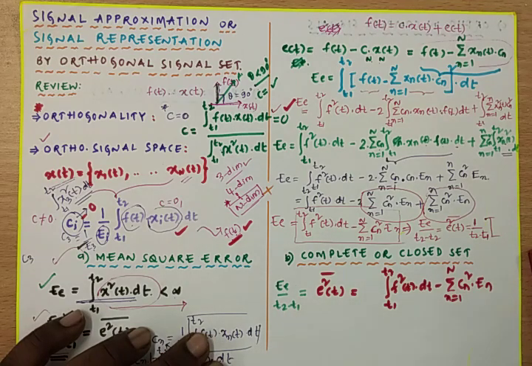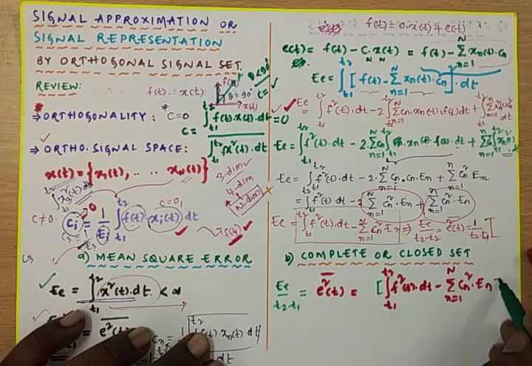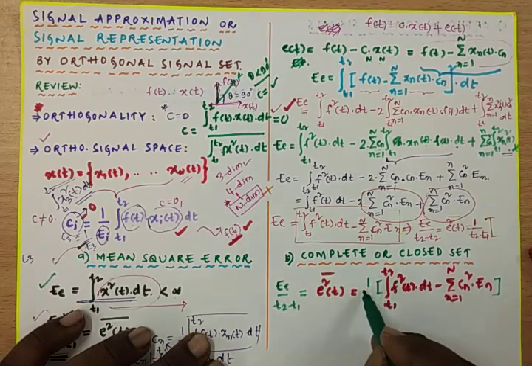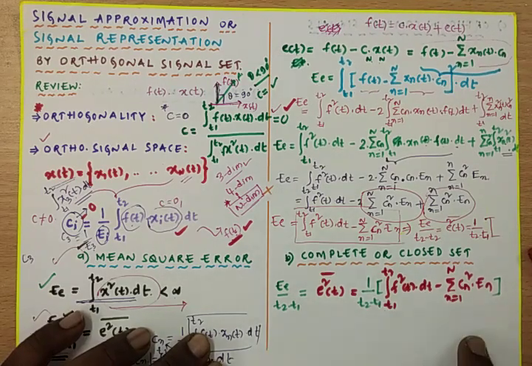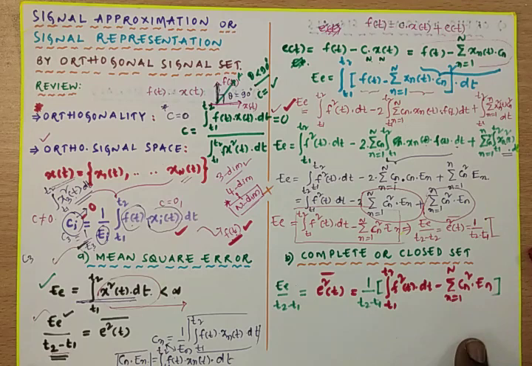But we have to divide that by T2 minus T1, so that you can write it as divided by T2 minus T1. This is T2 minus T1. This is nothing but the mean square error.